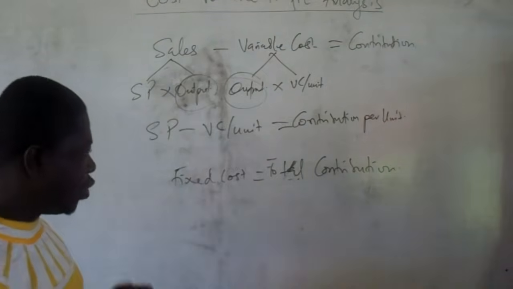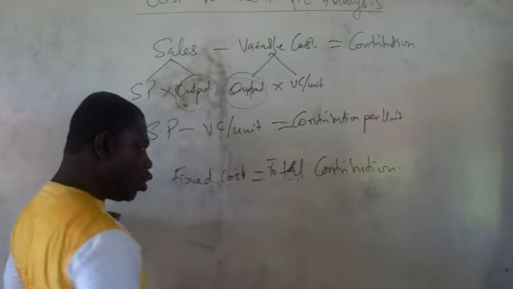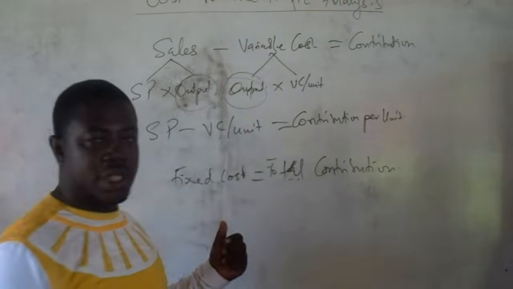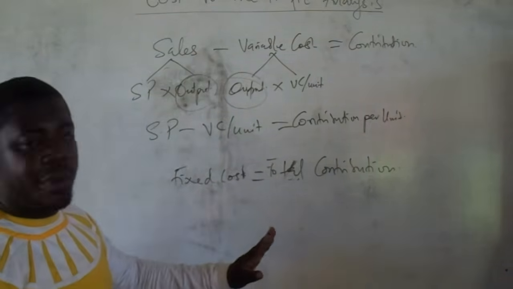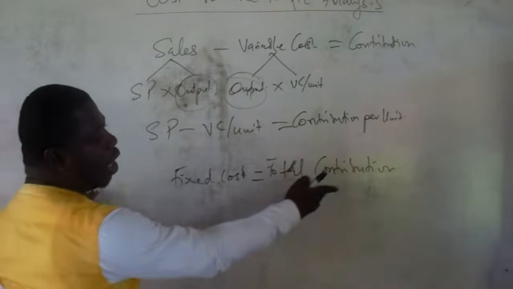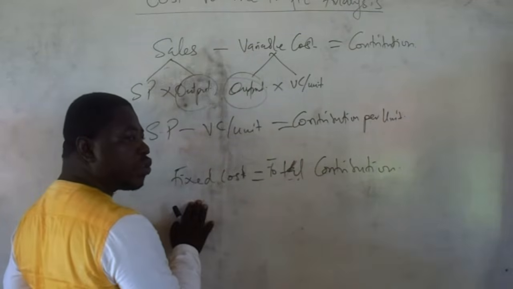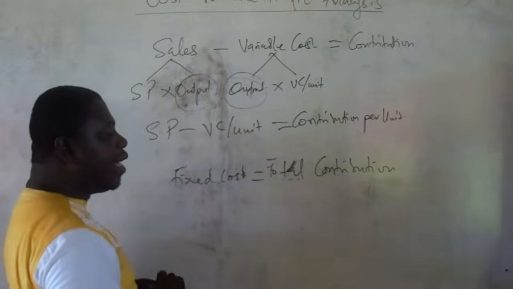Fixed cost to total contribution. We are saying that we are looking at contribution towards fixed cost. And so at the point where we are making no profits or losses, total contribution equals total fixed cost at the break-even point.